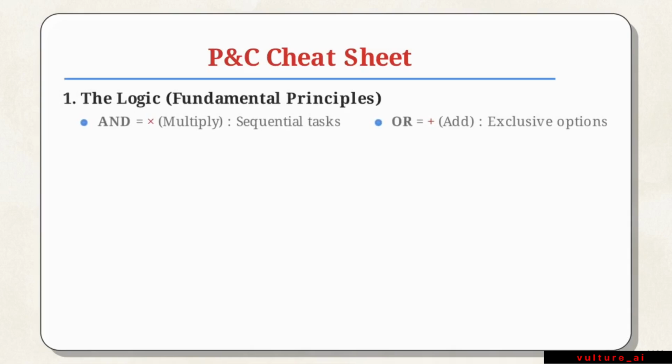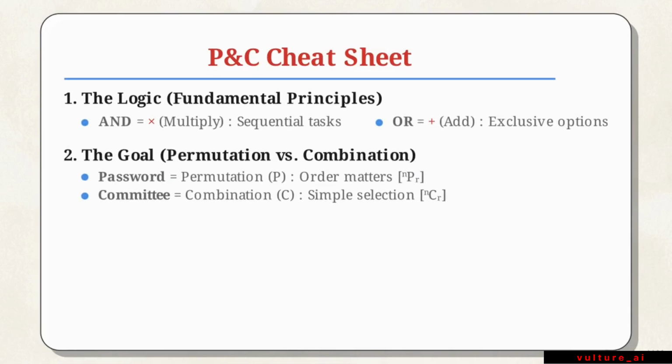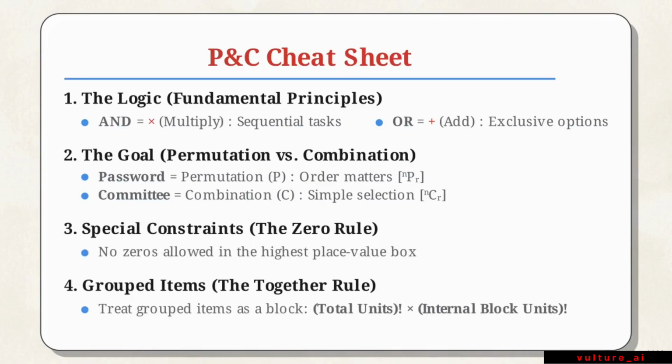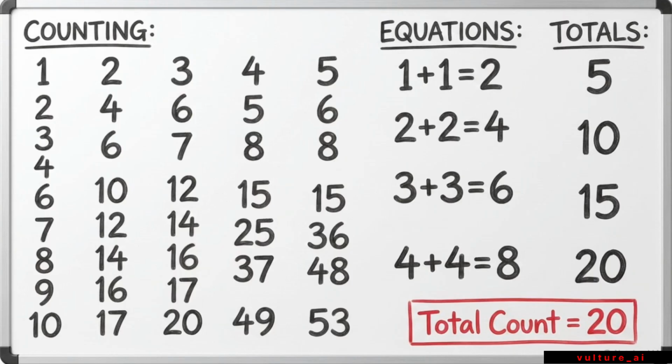This cheat sheet summarizes the logic. Use the AND and OR rules to set your math. Identify whether you are building a ranked arrangement or a simple selection. Address your zeros and grouped items by their specific rules, and you can break down any counting problem into its component parts. Once you recognize these patterns, the complexity of counting disappears.